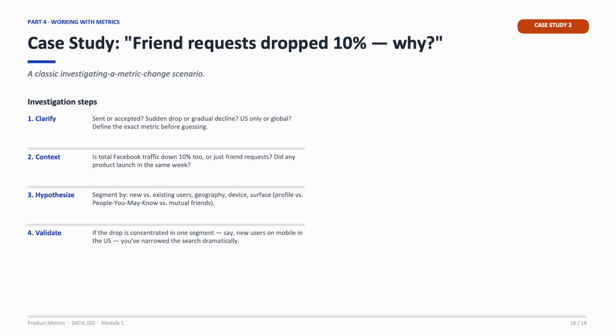Step 2, context. Here we ask questions like, is total Facebook traffic also down 10% or just friend requests? Did any product launch in the same week?